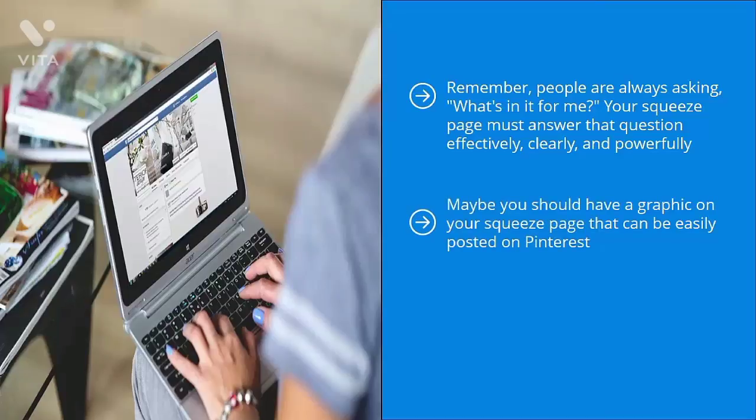Maybe you should have a graphic on your squeeze page that can be easily posted on Pinterest. Maybe you should have a video on your squeeze page that can be easily shared on YouTube. There are many ways you can go with this. What's crucial is that your squeeze page must be social media ready. At the same time, it should also do a good job of recruiting people.